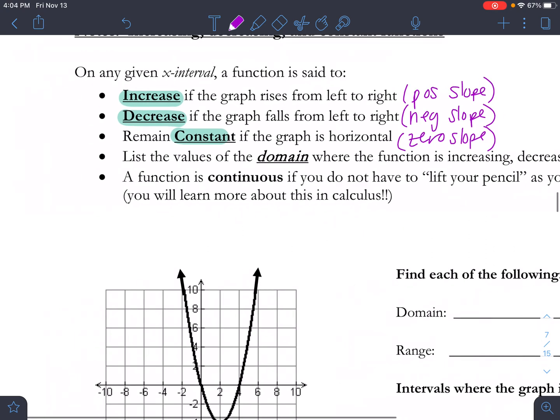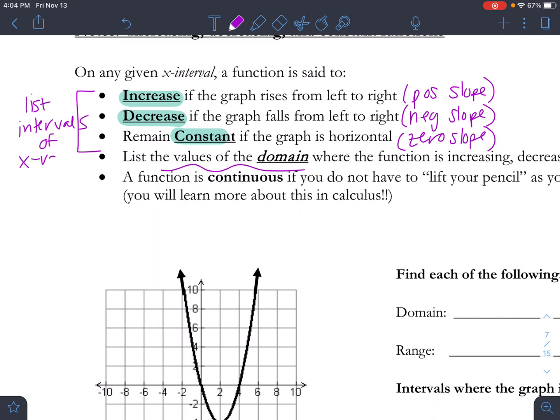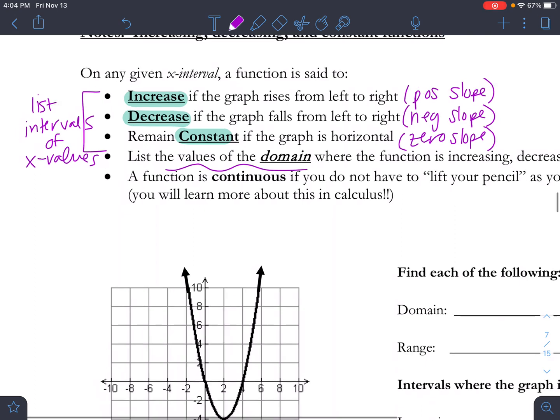The other thing I want to mention to you, and it says it right here, list the values of the domain. We always list intervals of x values. So we're going to list the x values that it's increasing, list the x values that this function is decreasing, and list the x values that it's constant.